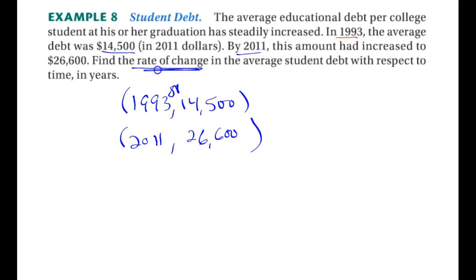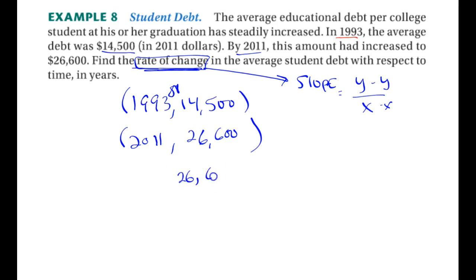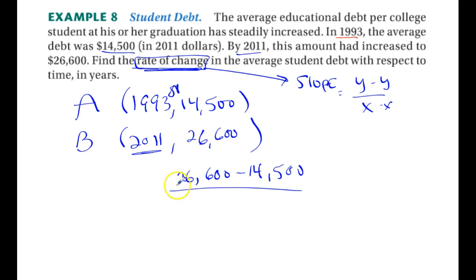So find the rate of change, which whenever you see rate of change, that just means the slope. Rate of change is your change in y over change in x, and that's why they call it rate of change. So let's do it. Y minus y over x minus x. You could do 14,500 minus the 26,000, but again, I would recommend second point minus the first point. So there's my y minus y, and let's go back and grab the x's. So again, I'm doing point B minus point A. So I'll go back to point B x's, 2011 minus 1993.